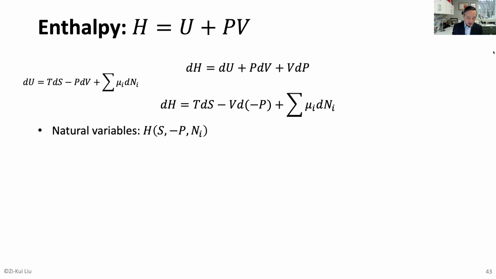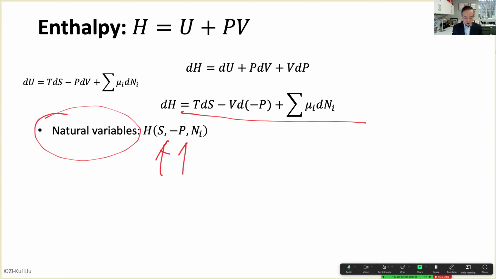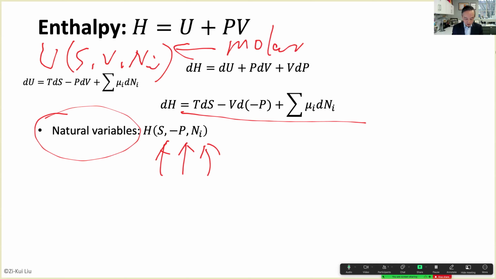Now we get natural variables. Again, we call them natural variables because they come out from our combined law. Now that means H is a function of S, P, and Ni. One difference now: in the U, U is a function of S and V and Ni. These are all molar quantities, right? Okay, now one of them is a potential, so it's different now. One is the potential, that's the pressure.